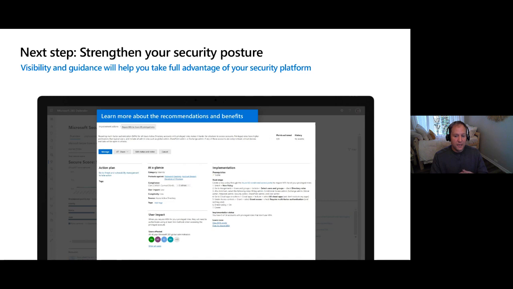So with this planning collaboration workflow, you'll also be able to drive the posture improvement process, because it's important when you roll something out to understand what it's going to impact.